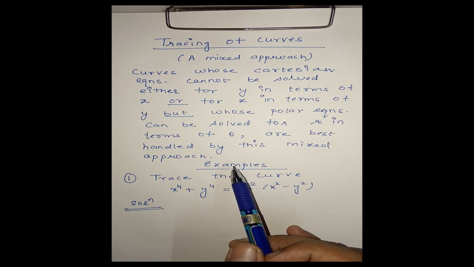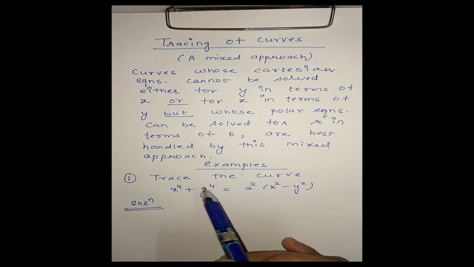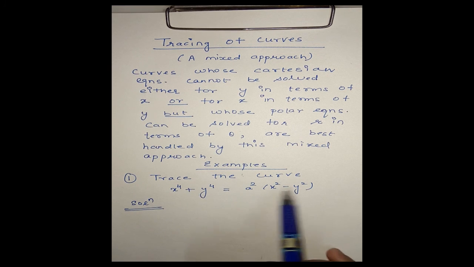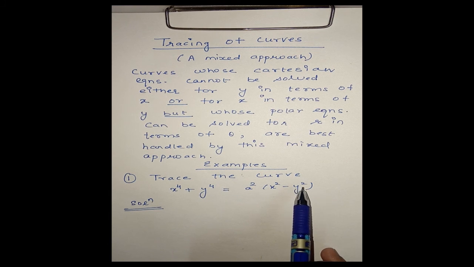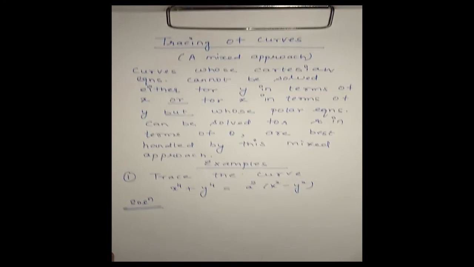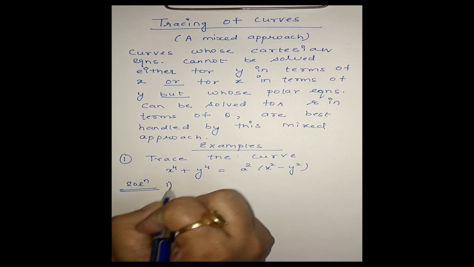Let us understand this method with the help of examples. First is trace the curve x power 4 plus y power 4 is equal to a square into x square minus y square. First is symmetry.